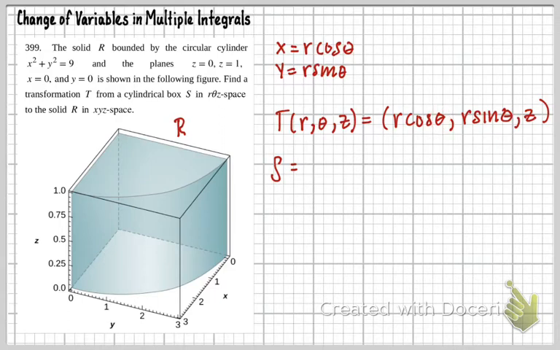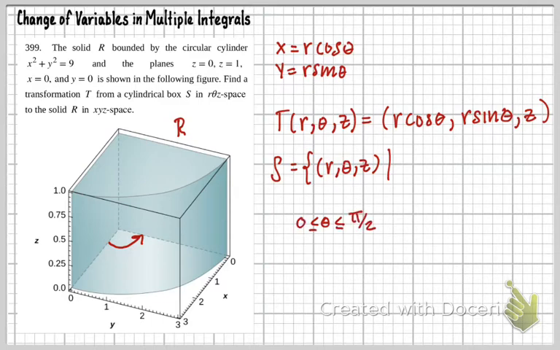So what is theta? Theta in cylindrical is where I run from the positive x-axis counterclockwise. So I'm running this way. How far does that go? It goes from 0 to pi halves. So theta is going to run from 0 to pi halves. So I'm going to say S in r theta z, and my theta is going to run from 0 to pi over 2.